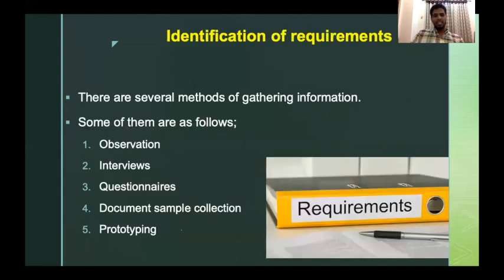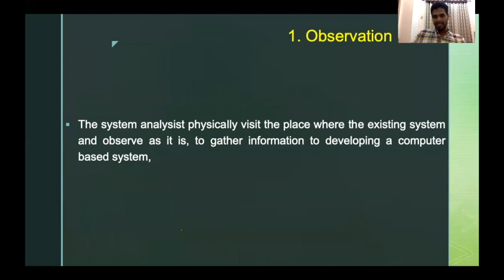So now we'll see one by one. Okay, first we'll see how observation takes place. So the system analyst physically visits the place where the existing system is. அவர் போவார் அந்த இடத்துக்கு and observes as it is. So he will go and see what is happening there to gather the information to develop the computer-based system. This is important towards making the assumptions.